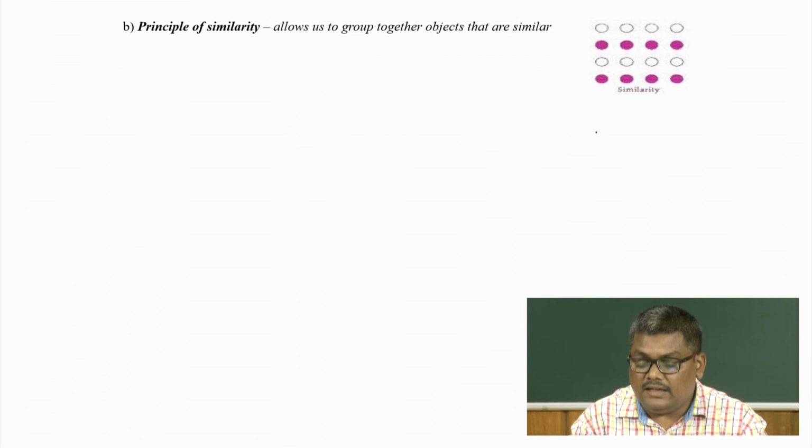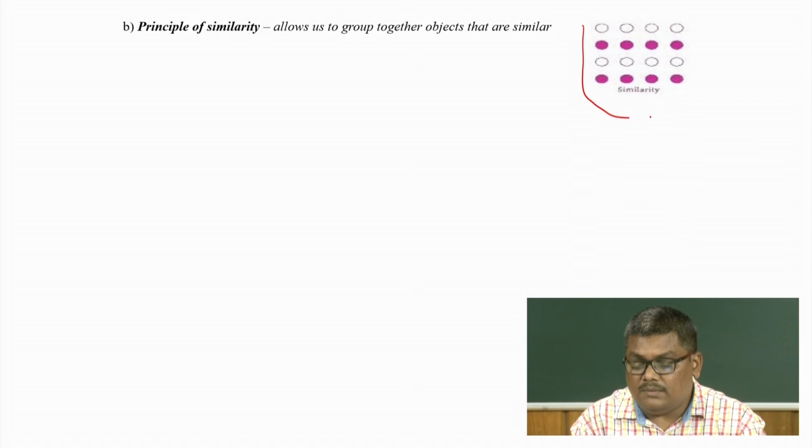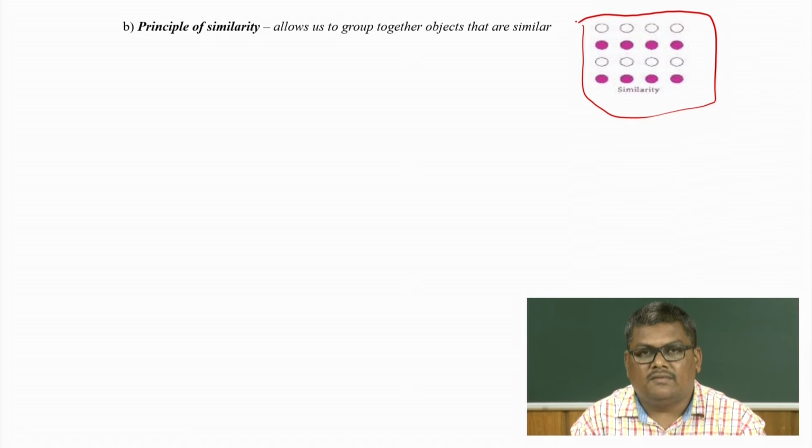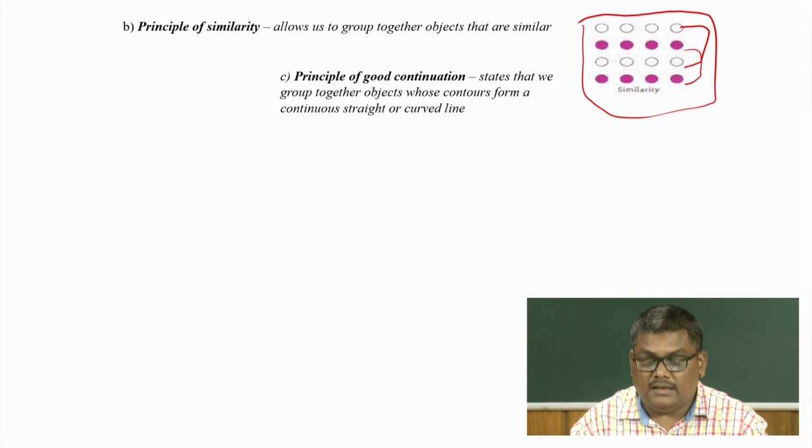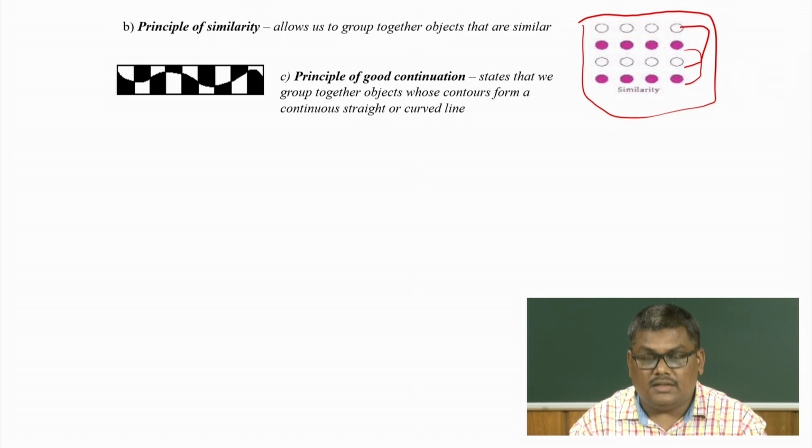It says that if in a visual input or a visual field we have objects which are similar together, we tend to club those items which are similar as grouped together. And so, when I ask people to interpret what this is, and when I ask my students to interpret what this is, most people come up with the answer saying that there are 2 rows, alternating rows of red and white dots. Now, when they say 2 alternating rows of red and white dots, they club the red dots together and white dots together. A third principle is a principle of good continuation.